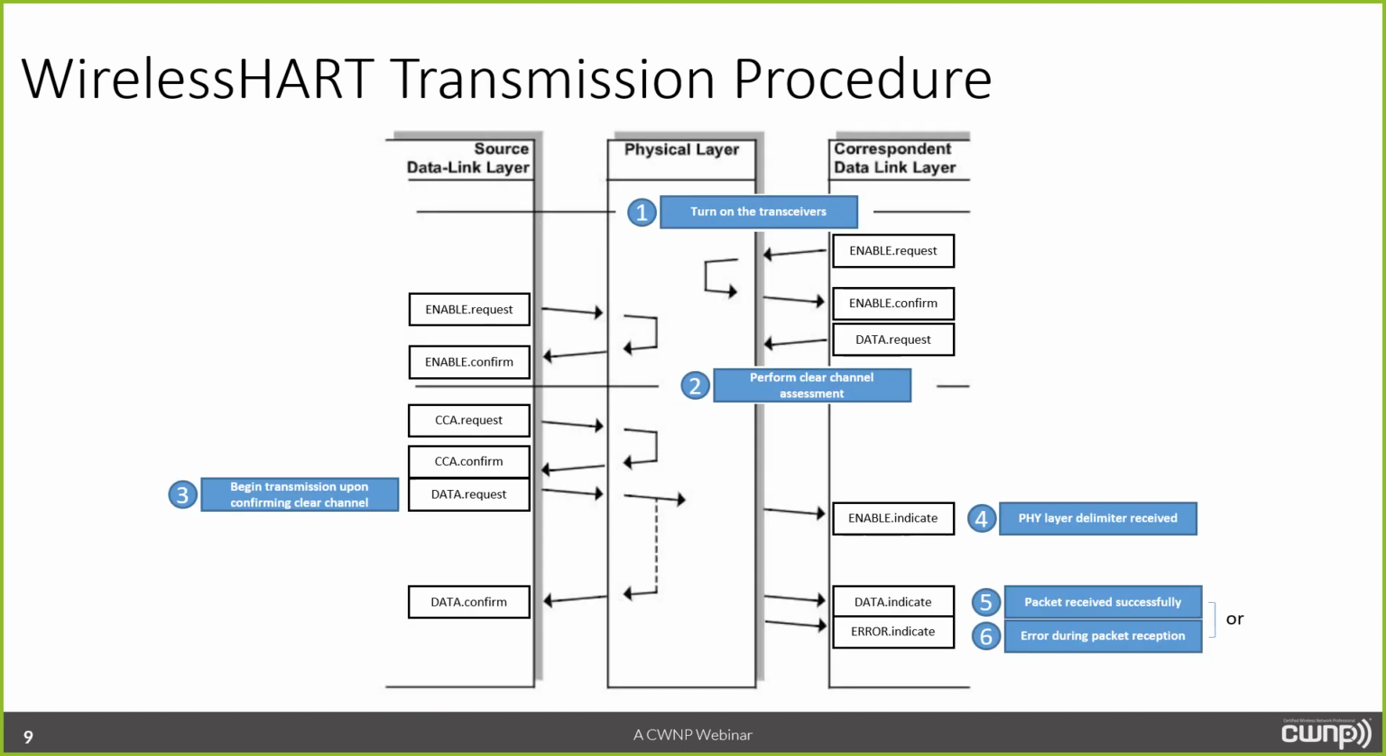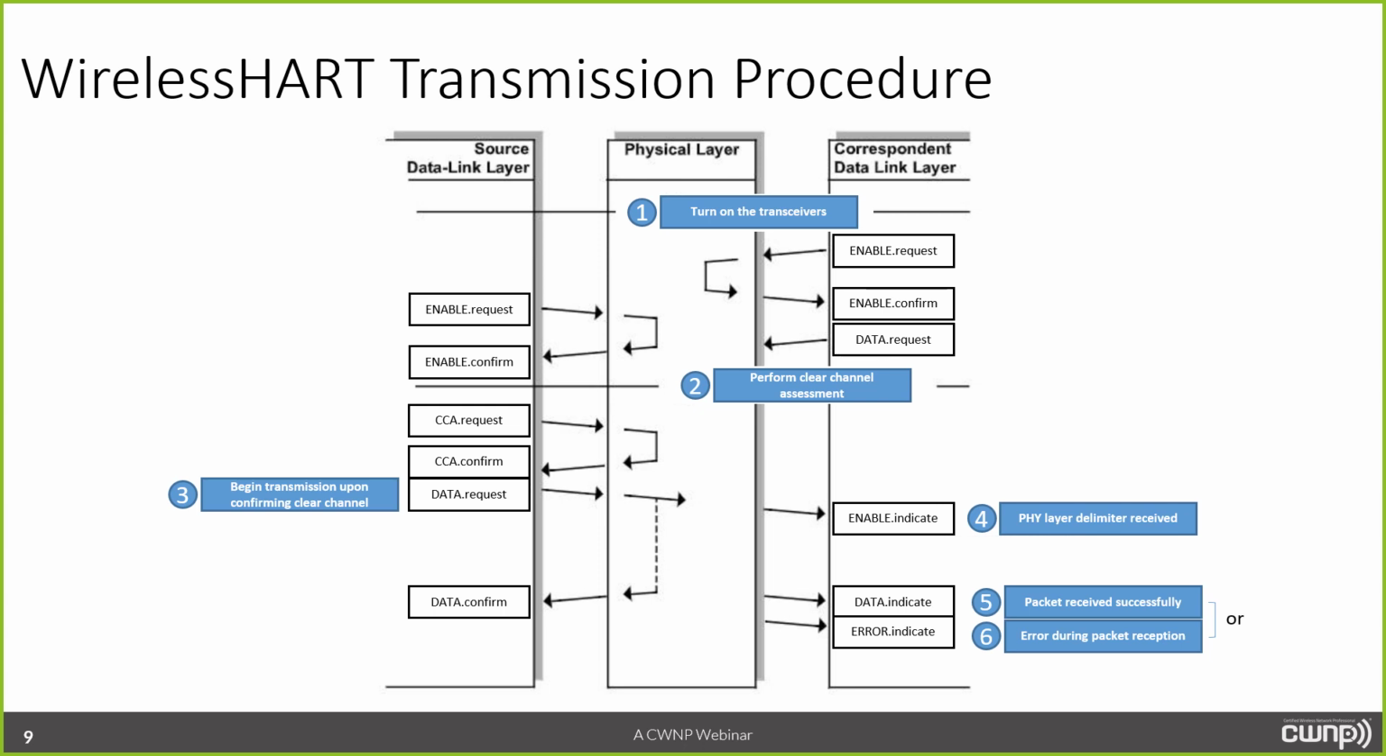Okay? So how do we actually transmit in WirelessHART? Now that we have all those fun, hard specs out of the way. And by the way, remember, this is being recorded, so you can review this material again on CWNP TV on the YouTube channel. So the first thing we do is we turn on the transceiver, which remember has to happen within 4 milliseconds. We perform a clear channel assessment. Then if the channel's clear, we begin our transmission.